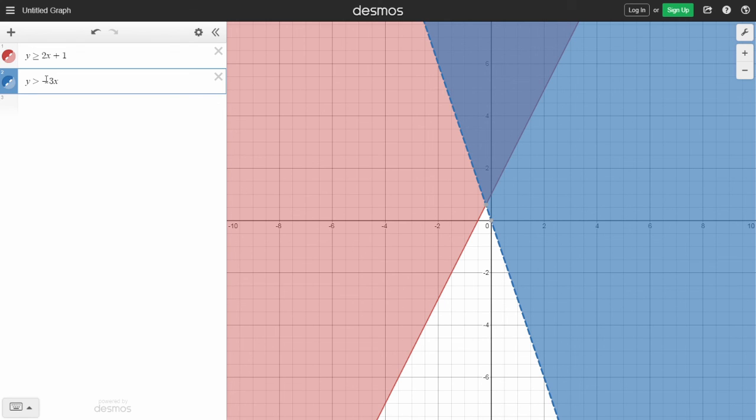This is certainly a handy website, but it is important to know how to do these by hand and understand what the graphs mean. And that's it for today.